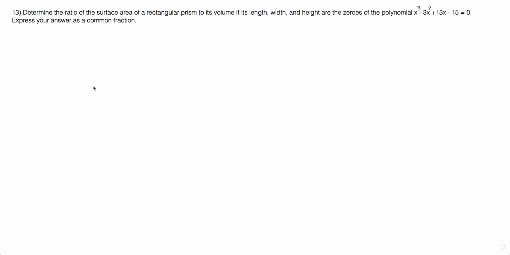It's asking us to determine the ratio of the surface area of a prism to the volume if the length, the width, and the height are zeros of this given polynomial. They want us to express our answer in terms of a fraction.